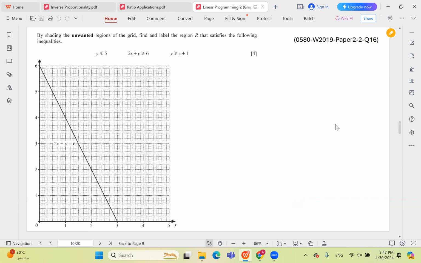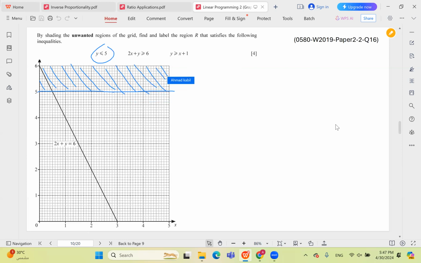By shading the unwanted regions, find and label the region R that satisfies the following inequalities. So here we want to be less than or equal to 5 for y. So we need to draw y equals 5. And we don't want to be more than 5. We want to be less than 5. So let's shade above 5 like this.